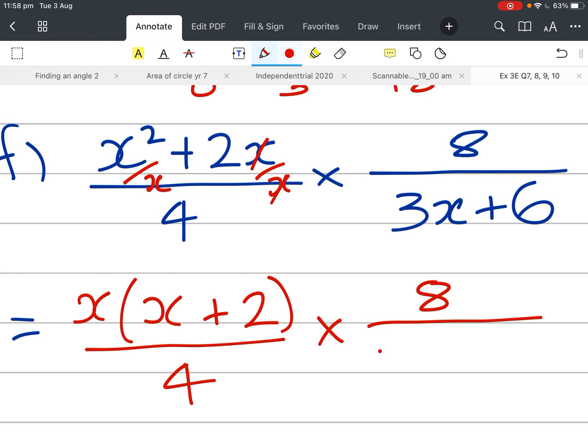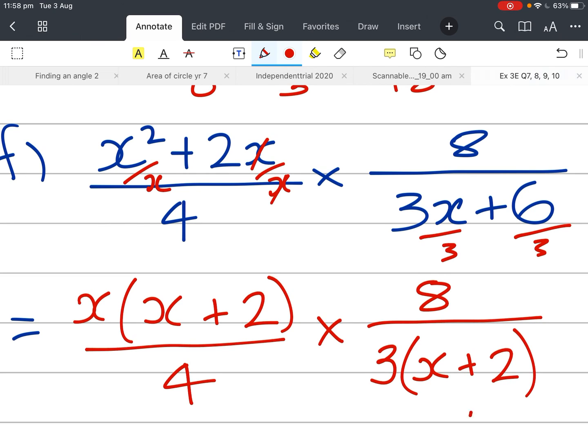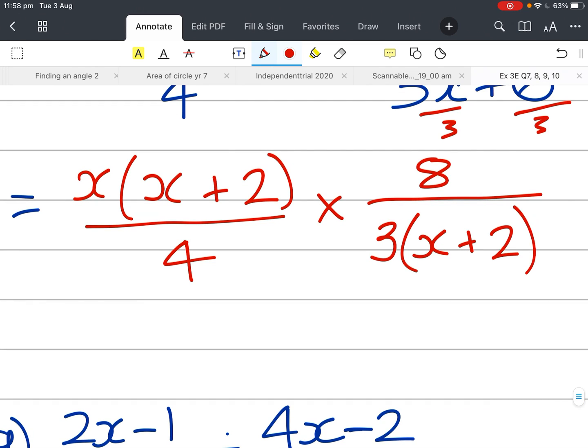3 goes into 6, so I'm going to put 3 on the outside, that smaller number. Divide both by 3. 3x divided by 3 leaves me with x. 6 divided by 3 leaves me with 2. Okay, let's cancel. Brackets the same, are they? Sure are. Let's cross them off.